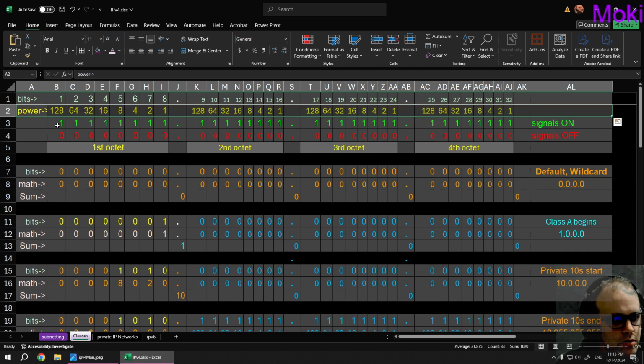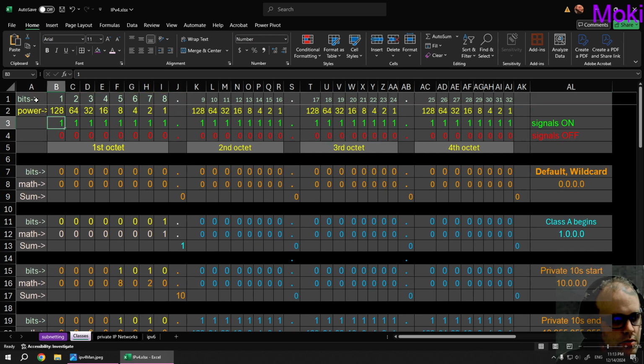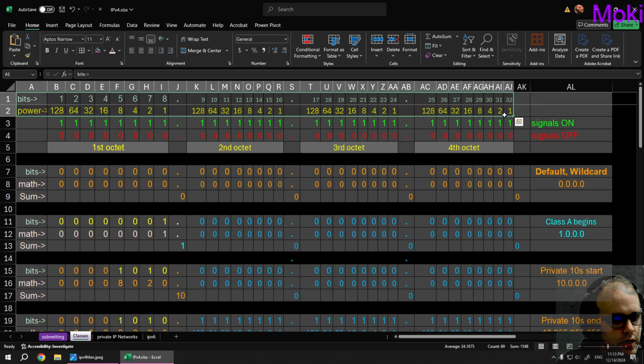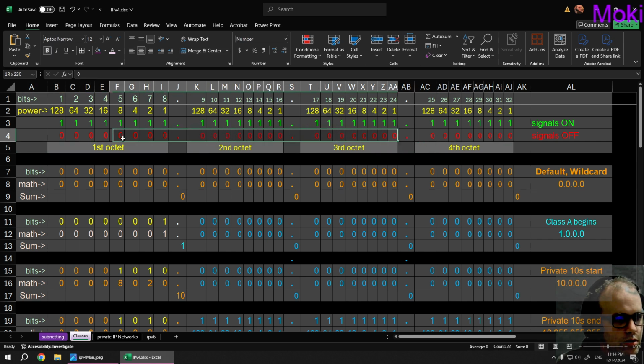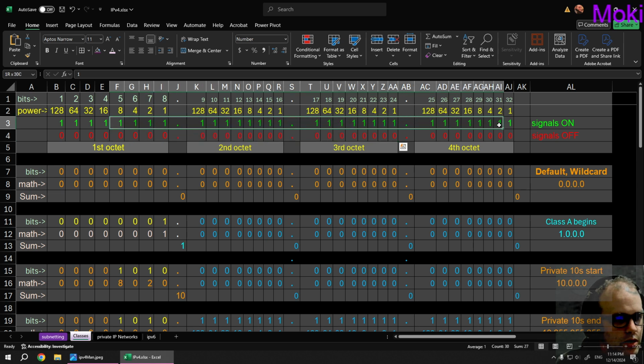Let me explain how these bits work real quick. For the 32 bits, there's a power for each one. The first bit is 128, all the way down to 1, and this is a byte. The first octet is the first byte, and you have 4 octets, 4 bytes. If they're zeros, they're off. If they're ones, they're on.